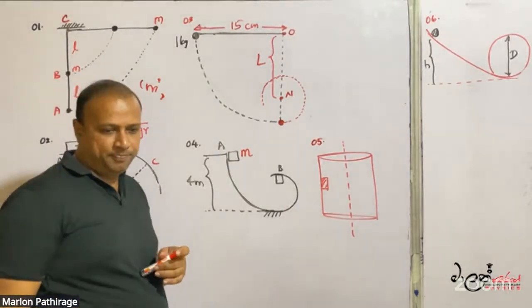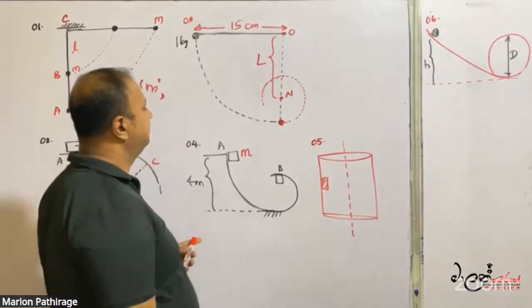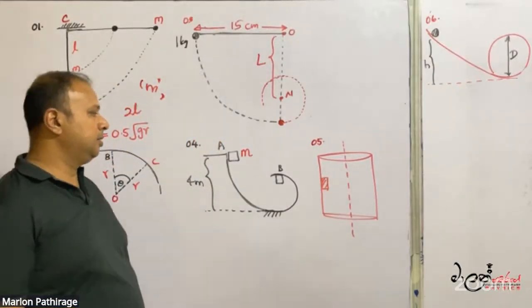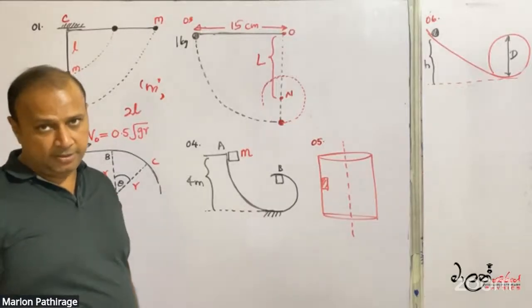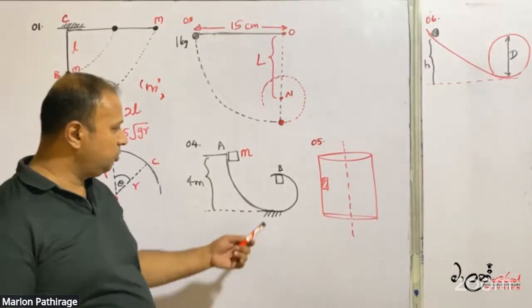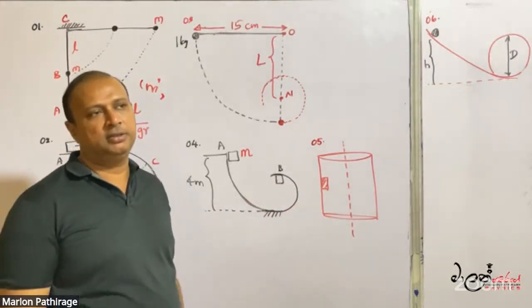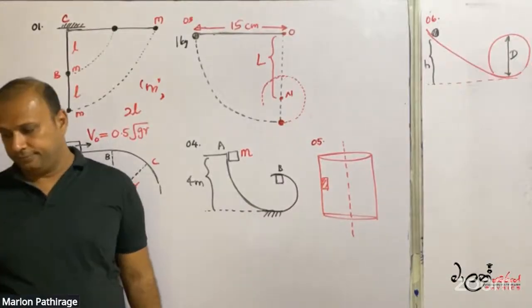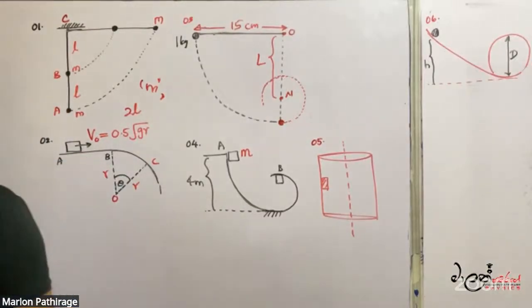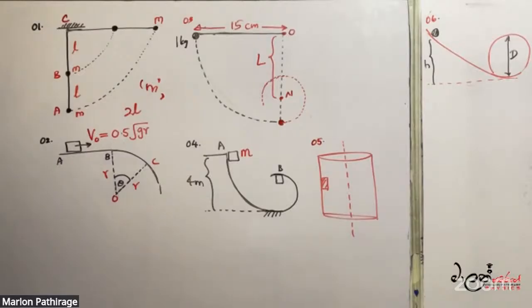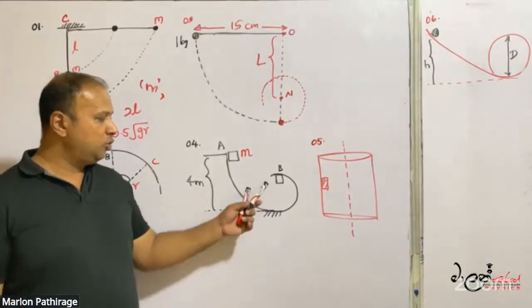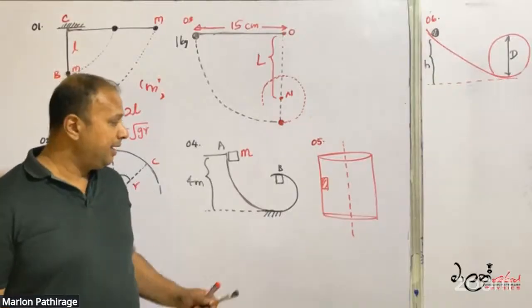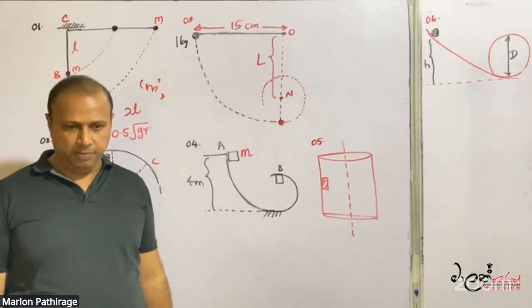Find the ratio between the normal reaction and the weight at the point B.